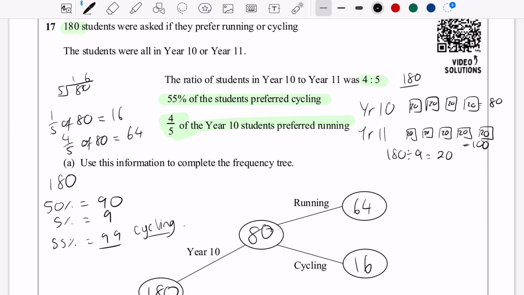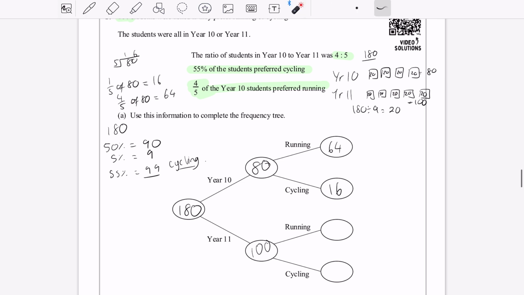Right, now if you remember, we've got this 99 people that prefer cycling. Now 16 of them come from the year 10s, so the rest must be from the year 11s. Alright, so we've got 99 subtract 16, which is 83, must go in here. Alright, so that's the cycling. And then the last step, that means this must be 17. Alright, that is tricky, but doable when you break it down. All you need to be able to do there is ratio, percentages and fractions. If you can do all those things, you're fine.